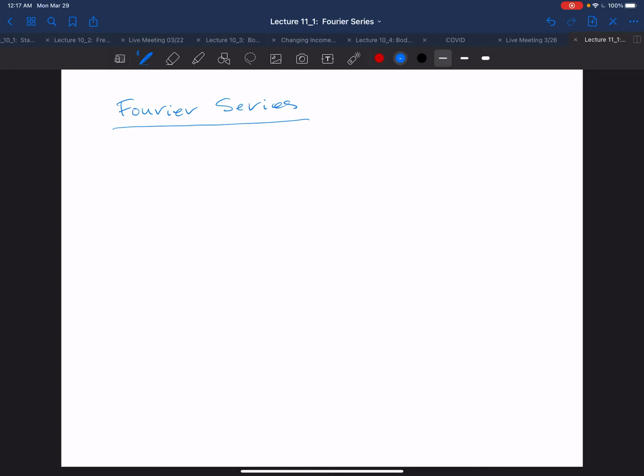The last major topic in the course is that of Fourier series, which we're going to cover this week. What is a Fourier series? The idea is essentially to extend the analysis that we did last week beyond sinusoids to other periodic functions.